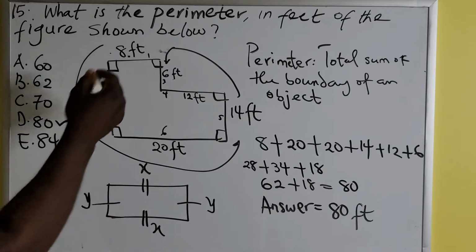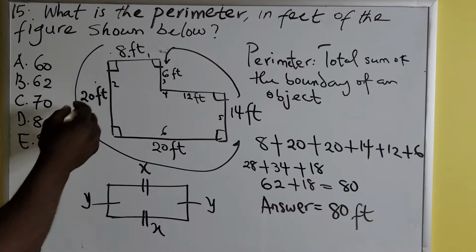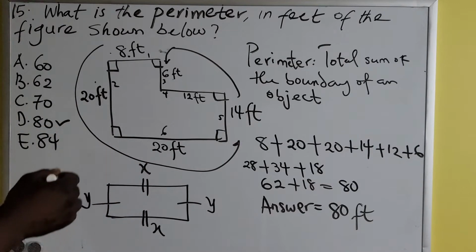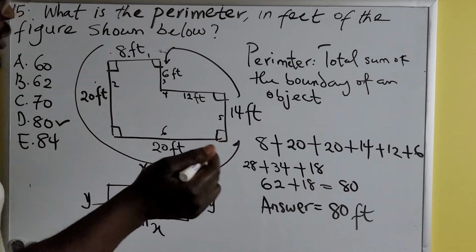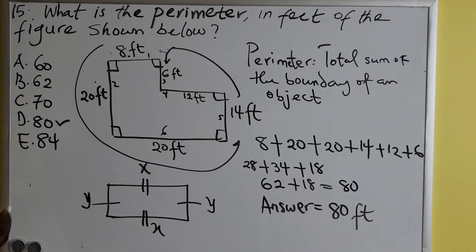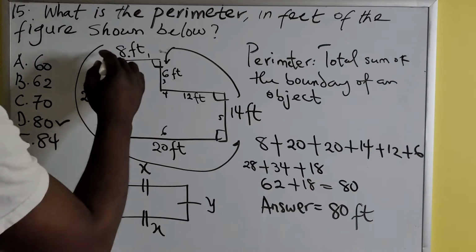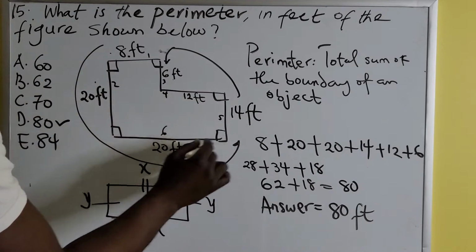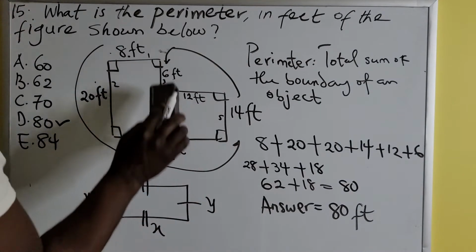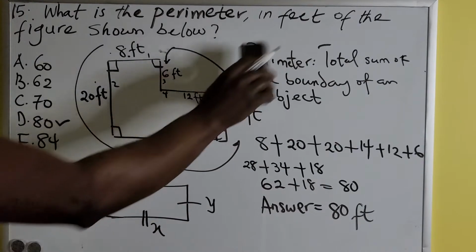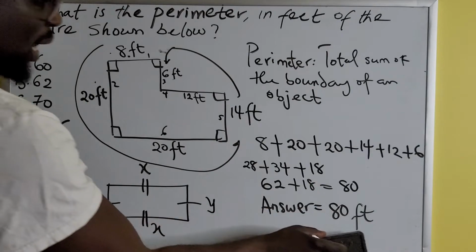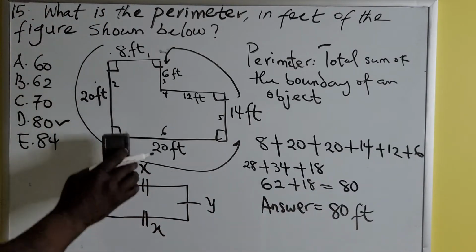the wrong answer. You get 8 plus 20, which is 28, 28 plus 20, which is 48, 48 plus 14, which is 62, something like that. If you have chosen this, you'll be wrong, because a perimeter must consider all sides. All sides. You can't just leave that side. You have to figure out what those sides are. And that's why we had to do all that we did to arrive at 80 feet. So that's your answer, 80 feet.